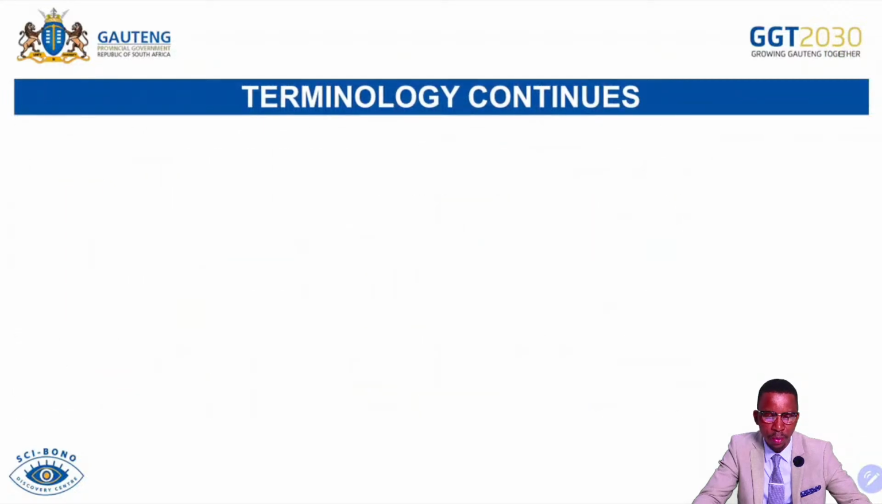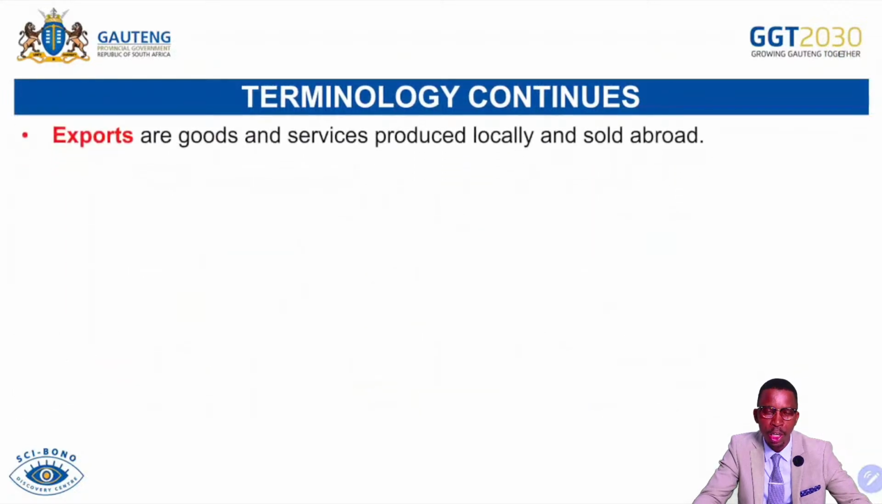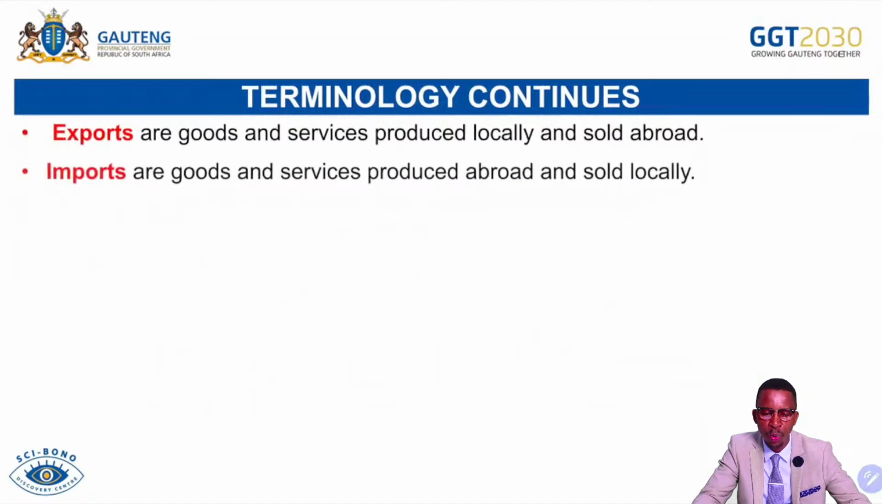And then we continue with terminologies. So exports, I think you are familiar with this one. These are goods produced locally and sold abroad. We call them exports. Imports, goods produced abroad and sold locally. So we call it goods and services. Remember, exports can be physical or tangible, or intangible. We have parts of exports that are physical or tangible that we spoke about last week. We have also invisible imports and exports on your current account.